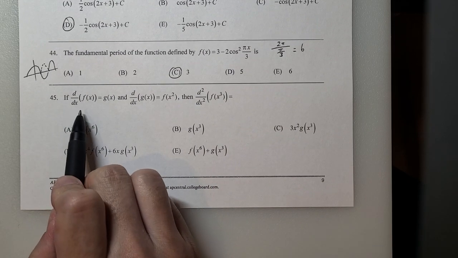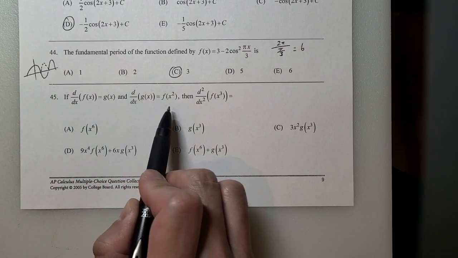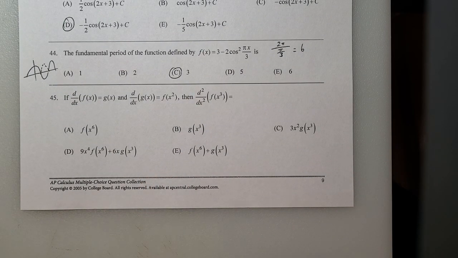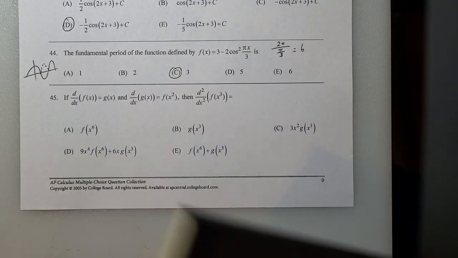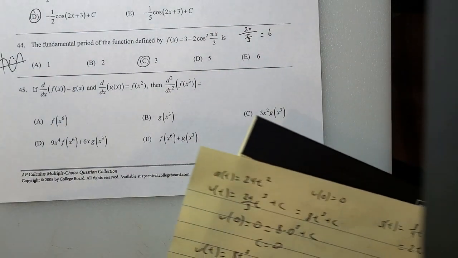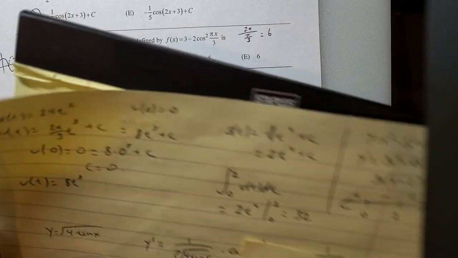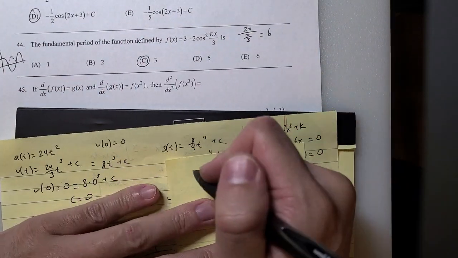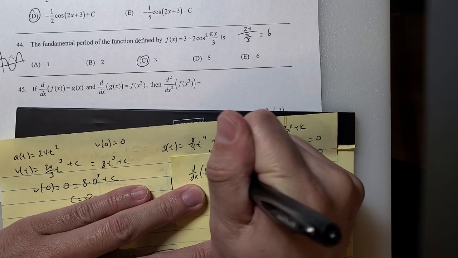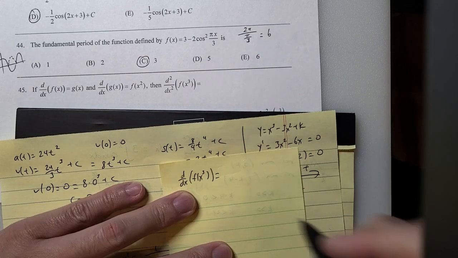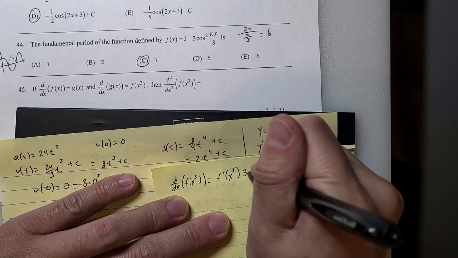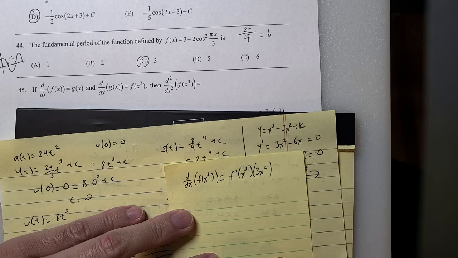Okay, if d by dx of f of x is g of x, and d by dx of g of x is f of x squared, what is the second derivative of f of x cubed? Here we need to be careful with the chain rule. So we want to find the second derivative of this. Let's first find the first derivative. d by dx of f of x cubed, here we need the chain rule. It'll be f prime of x cubed times 3x squared.